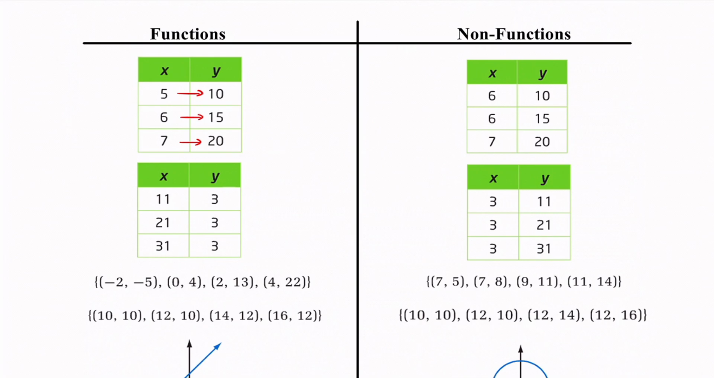If I look at the other side, I have 6 going with 10. Okay, so 6 goes with 10. And then all of a sudden I have 6 goes with 15. So we can't have that repeating value on the x side here. It could repeat, but this would have to be 10. And now it's changed to a 15, so that isn't right. So that's not a function. Here, we can't have repeating.